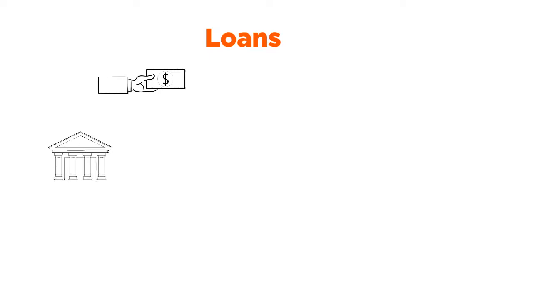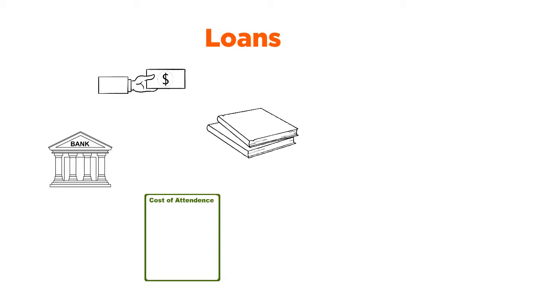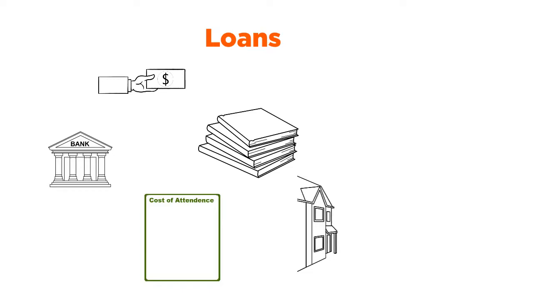Turn our attention now to loans. So loans are the one type of financial aid that must be paid back. That is money that is borrowed. So you can use a loan to pay for tuition, books, housing, and other types of things that are needed for attending college. But once again, they must be paid back.